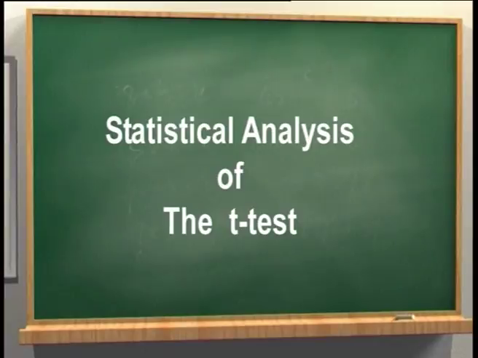Statistical analysis of the t-test. The formula for the t-test is a ratio. The top part of the ratio is just the difference between the two means or averages. The bottom part is a measure of the variability or dispersion of the scores.